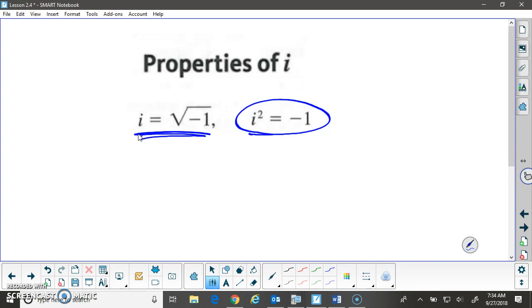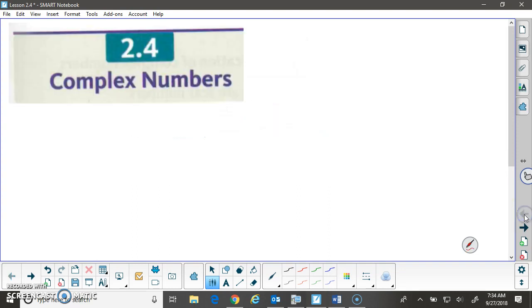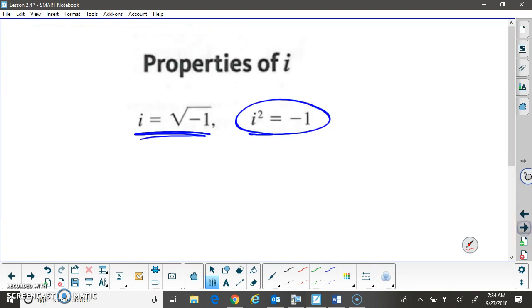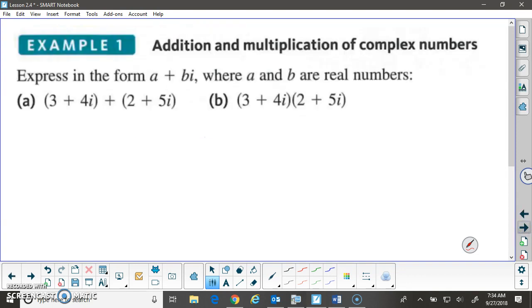Now, a complex number is a number that can be written in the form a plus bi. So a complex number has two parts to it. It's got the real number part, the a, and it's got the complex number part, the b, that has an imaginary unit attached to it with an i. So that's what a complex number is. So you're going to have a few different types of problems. The first one is very simple.